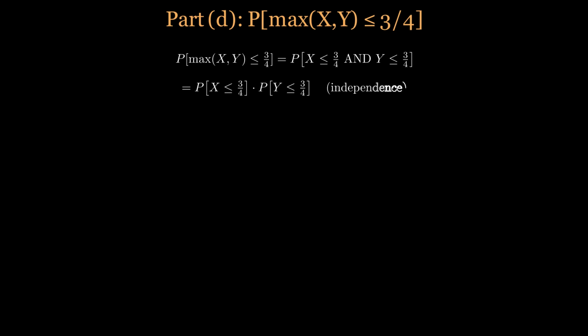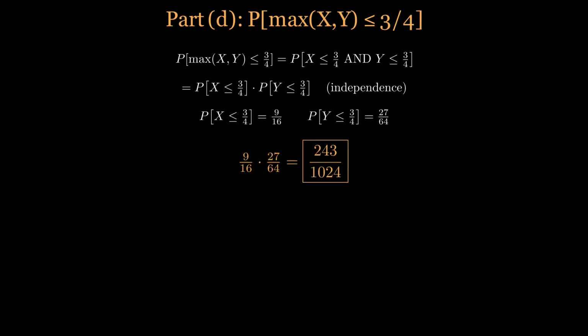For part D, P(max ≤ 3/4). Both X and Y must be at most 3/4. By independence, P(X ≤ 3/4) times P(Y ≤ 3/4). 9/16 times 27/64 equals 243 over 1024.